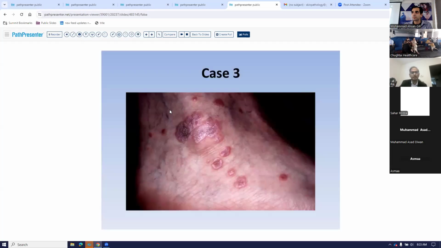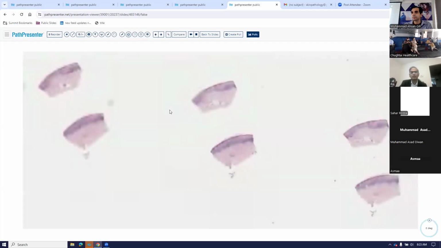Coming to the third reaction pattern. So this is again a very classic case. A clinician again is not going to biopsy this kind of a lesion because they know this is lichen planus. But in the skin, how does it look basically?